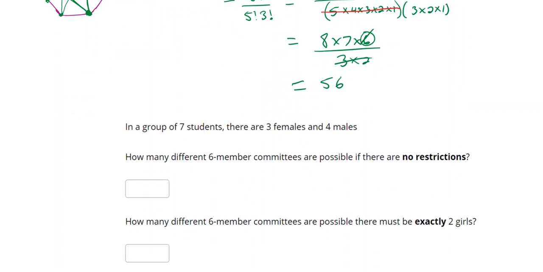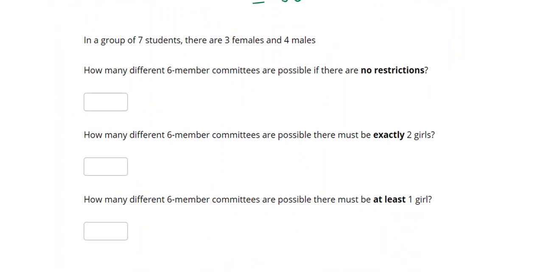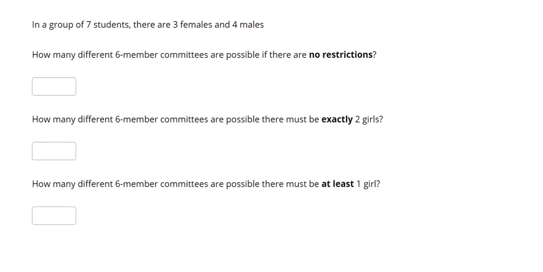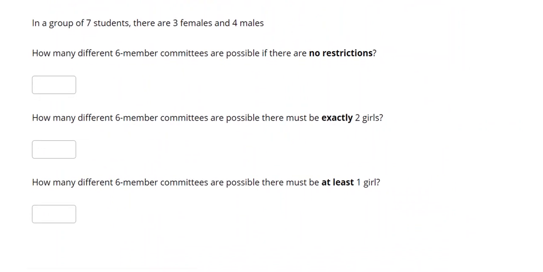All right, now one more, and then we'll be done here. So it says, in a group of 7 students, there are 3 females and 4 males. So this is a very standard question that you guys are going to get. So first off, it says, how many different 6-member committees? All right, so that's drawing my attention to the fact that the order doesn't matter in a committee, right? It's like just a group of people. There's no first, second, or third, right? How many 6-member committees are possible if there are no restrictions?